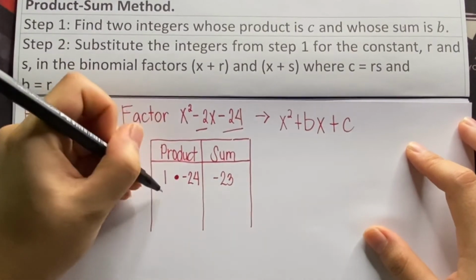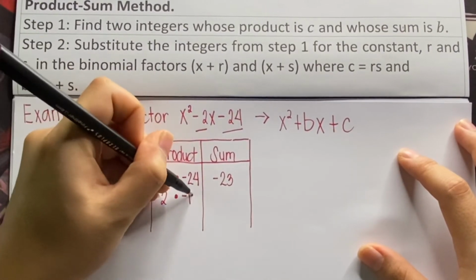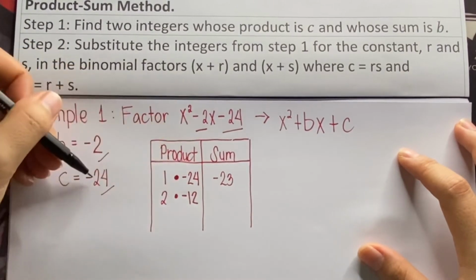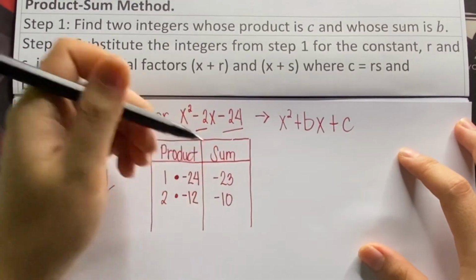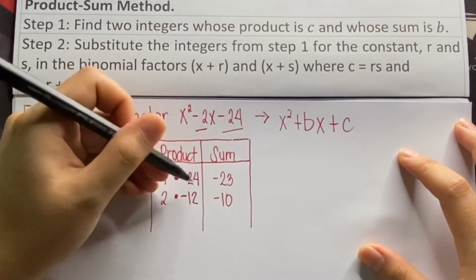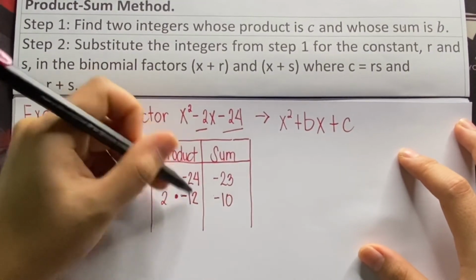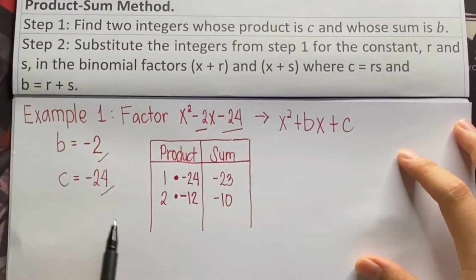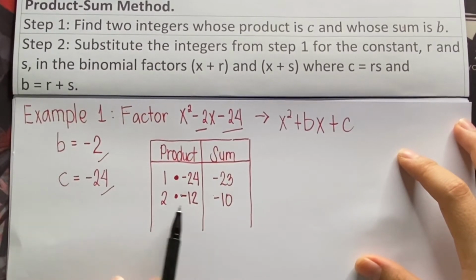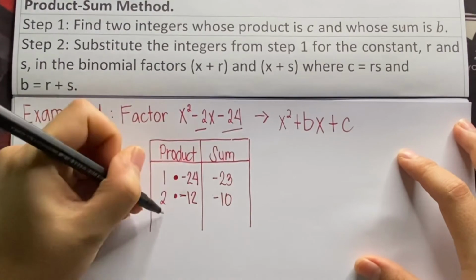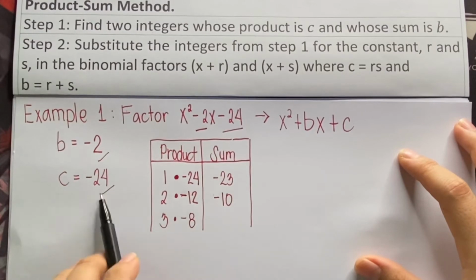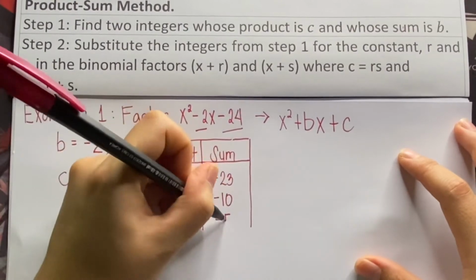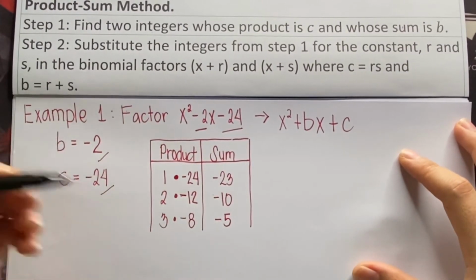Next, how about 2? 2 times negative 12. Tama, 2 times negative 12, negative 24. 2 plus negative 12, negative 10. Bakit po nagiging negative? Kasi, negative ang mas malaking number. Okay? Next, kung di nag-satisfy yun, si 3 ba? Pwede. 3 times negative 8. Tama yan, negative 24 pa rin yan. 3 plus negative 8. Negative 5. Hindi pa. Malapit na. Pababa na siya para mag-negative 2.